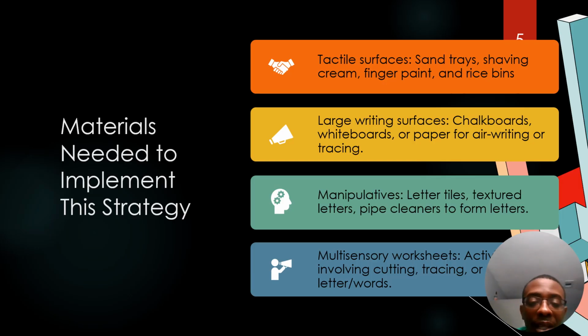So what are some of the materials needed to implement this strategy? Well, you need tactile surfaces such as sand trays, shaving cream, finger paint, and rice bins. Large writing surfaces such as chalkboards, whiteboards, or paper for air writing or tracing. Manipulatives such as letter tiles, textured letters, pipe cleaners to form letters, and multisensory worksheets, activities involving cutting, tracing, or creating letters and words.